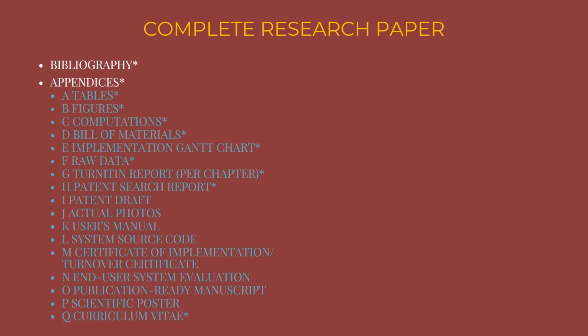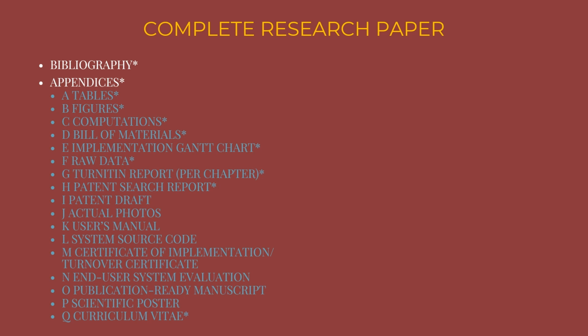So for this content, if you can notice, there are some parts that have an asterisk. This means that these parts which have an asterisk are required for the writing of your proposal. It means that these are the things or the content that should be presented as part of your proposal paper.